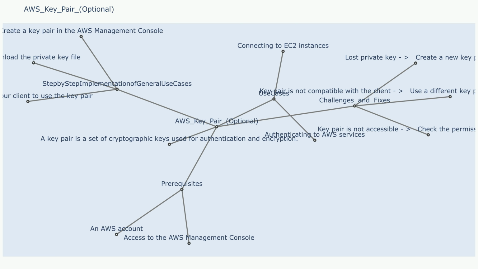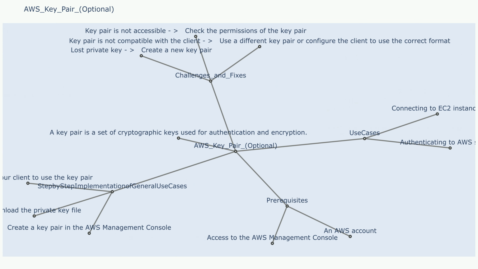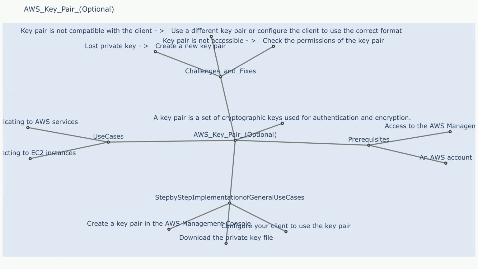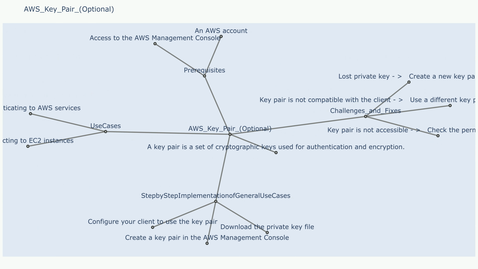AWS Key Pair (optional). Description: A key pair is a set of cryptographic keys used for authentication and encryption. It consists of a public key and a private key. The public key is stored on AWS and used to verify the authenticity of connections from your client. The private key is stored on your client and used to decrypt data and sign requests.